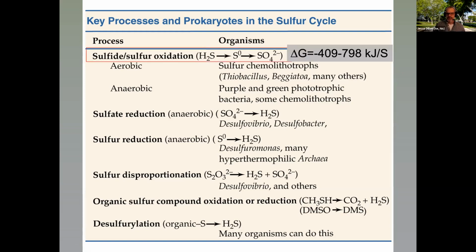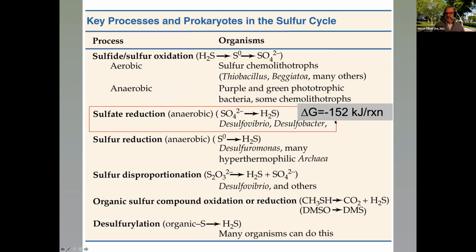Some organisms, though, do not. Oh, I guess I should be showing you the delta G. So this is very energetic. Okay, that's good. Sulfate reduction, we've talked about, is not as energetic, but it's still a negative delta G. So you can still get some ATP. Remember, negative delta G means ATP. Okay.